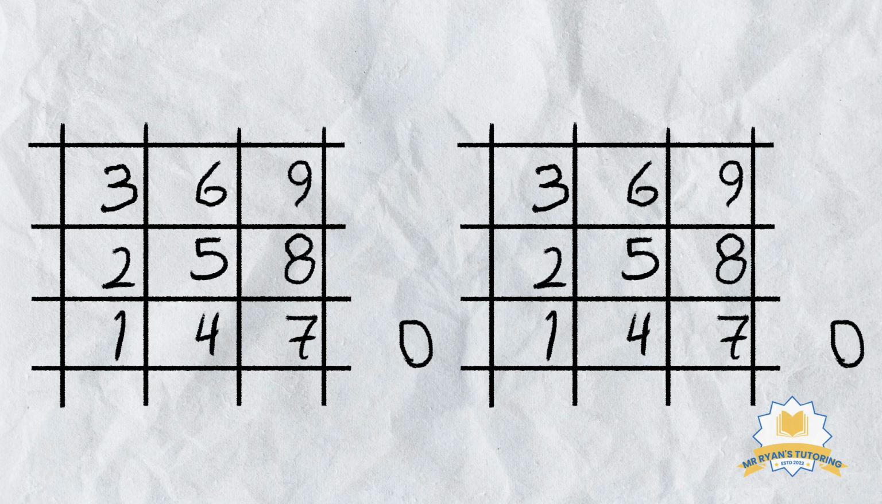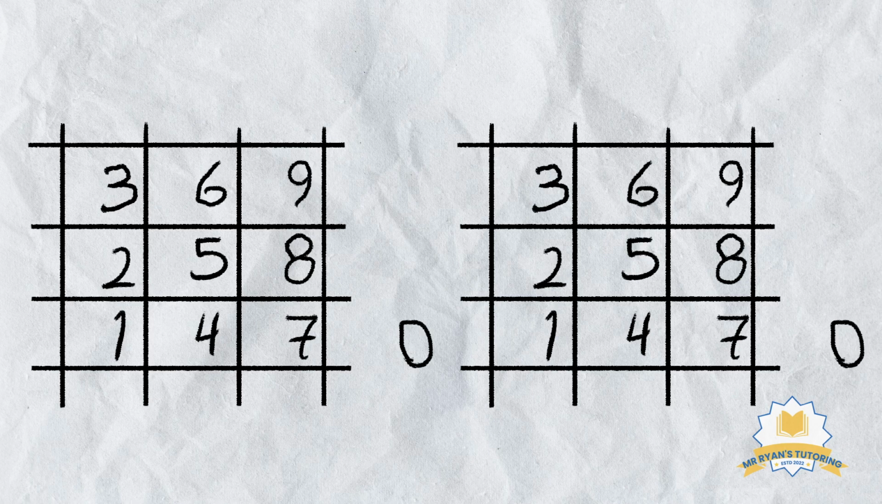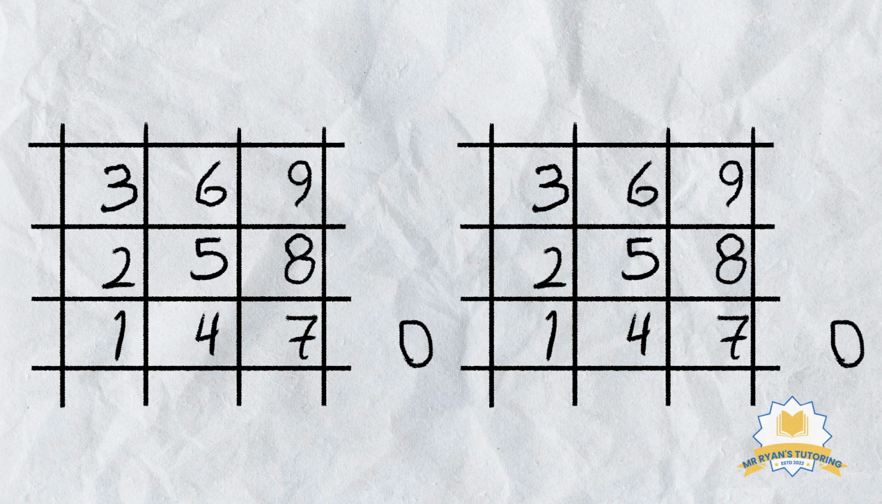Now, unfortunately, because Mr. Ryan's a bit of a donut head, he forgot to mention the 0 that also goes on the right grid. Yeah, Mr. Ryan can be a little bit silly sometimes. Oops.